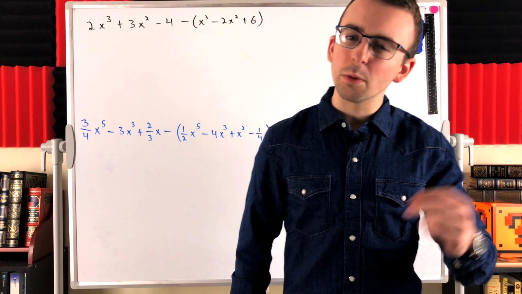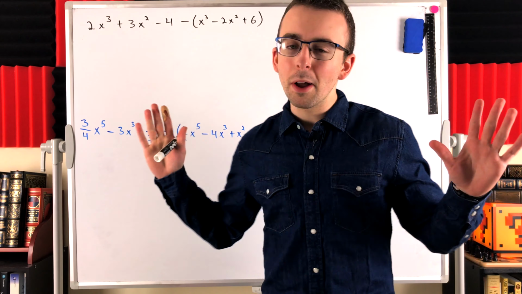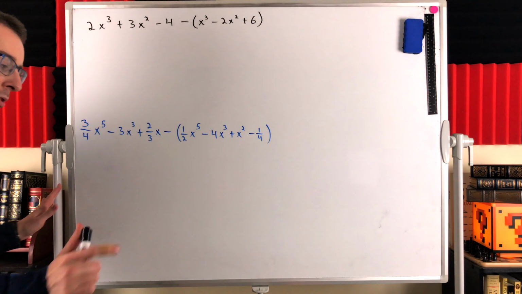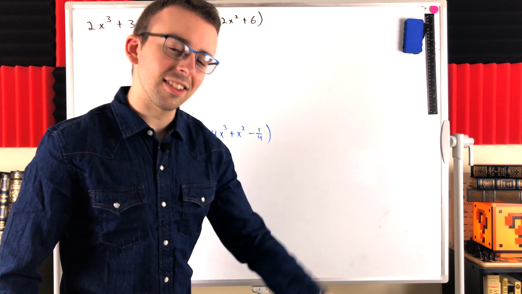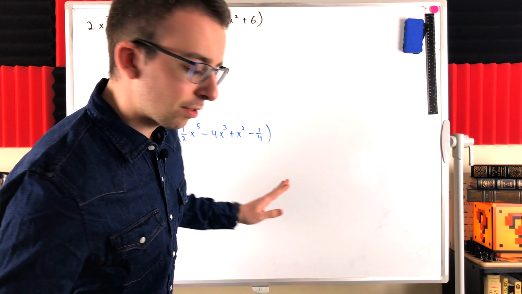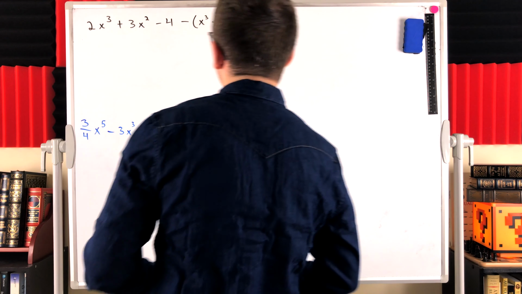So if you're rusty, don't sweat it. Hopefully this will help make everything clear. Let's just jump into the example. And again, it's a pretty straightforward two-step process. We use the distributive property, we combine like terms, that's our answer. So let's do it.